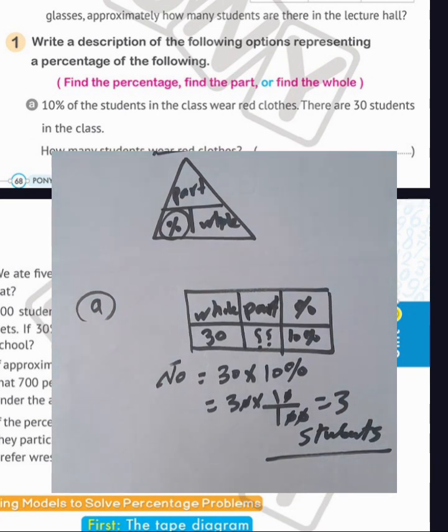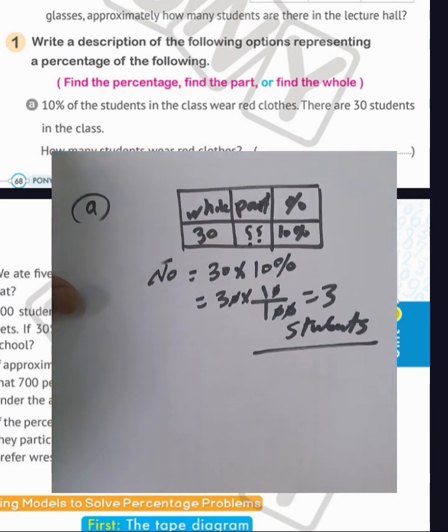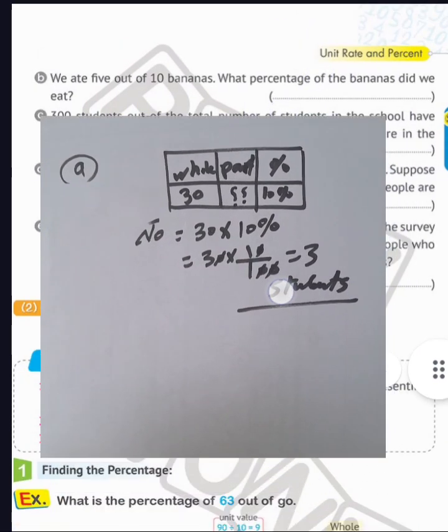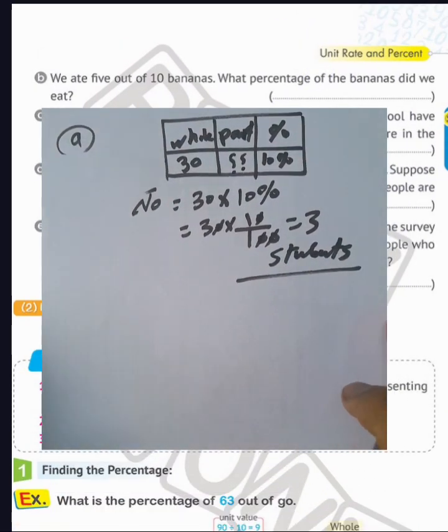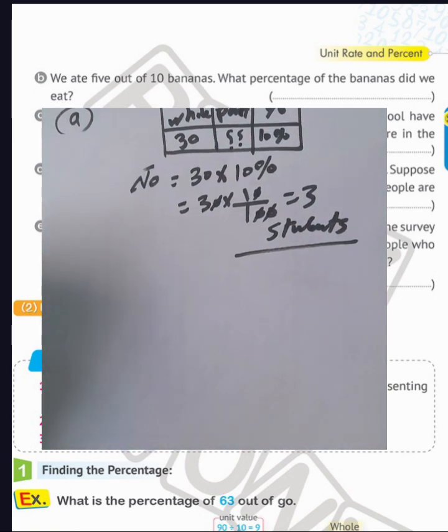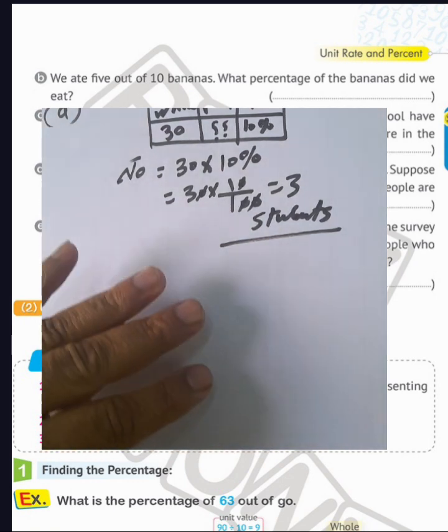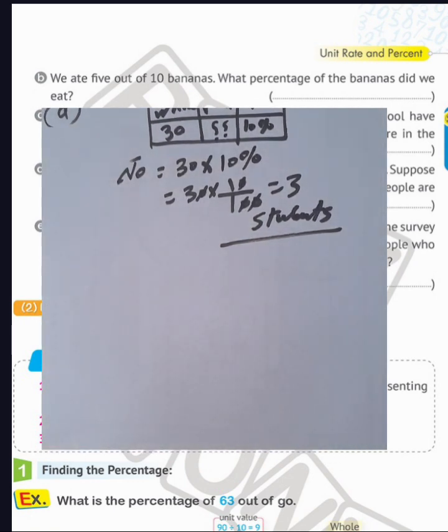Okay, understood this question? Question letter B. Letter B: we ate 5 out of 10 bananas. What percentage of the bananas did we eat?